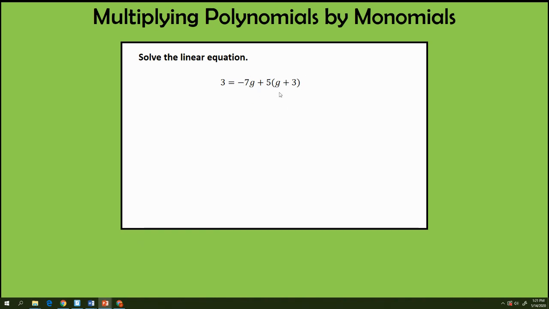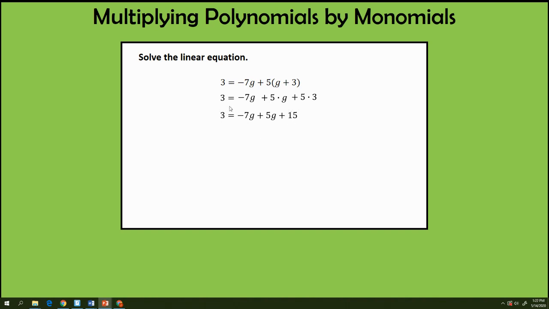So if you look at the right side of the equation, we have a distributive property process. We need to do that first. All right, so the 3 on the left side stays as is. The negative 7g is going to stay here as this term. And now I'm going to distribute here. So 5 times g, 5 times 3. Okay, now if we simplify what we just did, we will get this equation. So negative 7g plus 5 times g plus 5 times 3. So we now look like this.